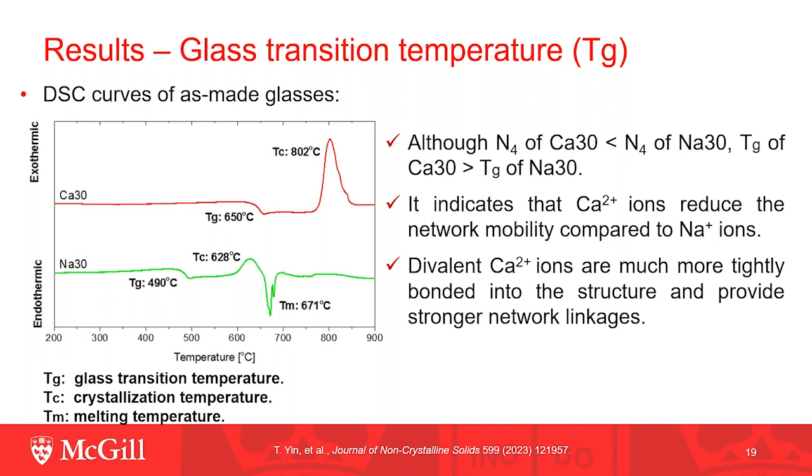Furthermore, the thermal analysis showed the calcium 30 has a higher glass transition temperature than the sodium 30. Though the calcium 30 has lower N4 than the sodium 30, it indicates the replacement of sodium by calcium ion reduces the network mobility, because the divergent feature of calcium ions results in the tighter bonds and stronger network linkage of borate glasses.